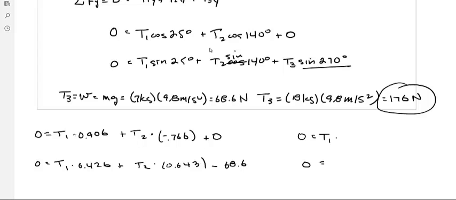And then we have the second one, which has the same x equation. I'm going to go ahead and get this negative sign out in front. Negative 0.766 T2. And then we've got 0.426 T1 plus 0.643 T2 minus 176.